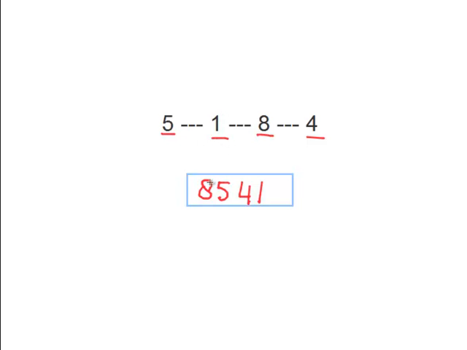Okay, so now let's make the smallest number. So we would start off with the 1, then the 4, the 5, and the 8. So the smallest number we could possibly make was 1,458. All right, great work solving these problems, and good luck solving your next math problems.